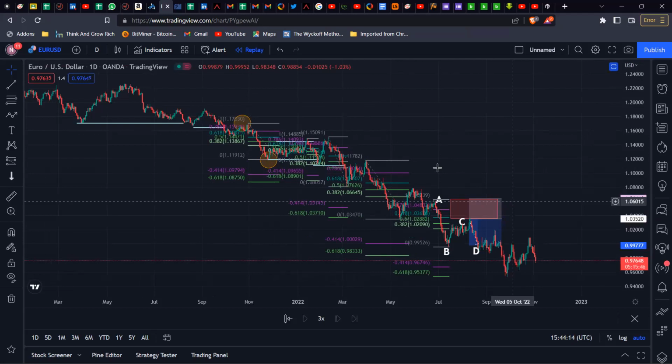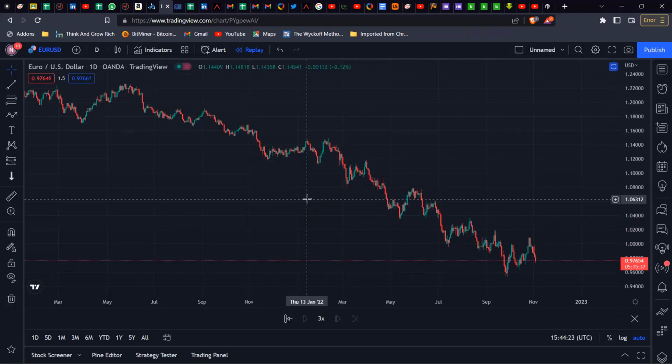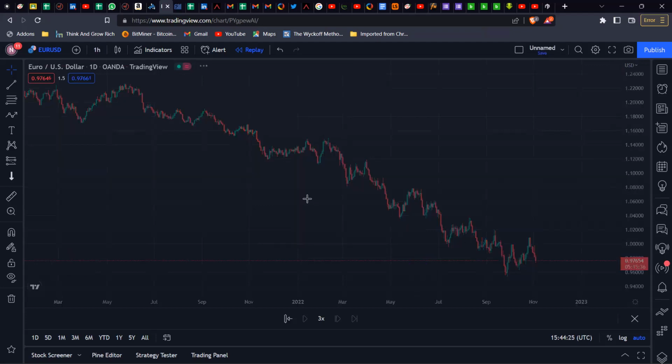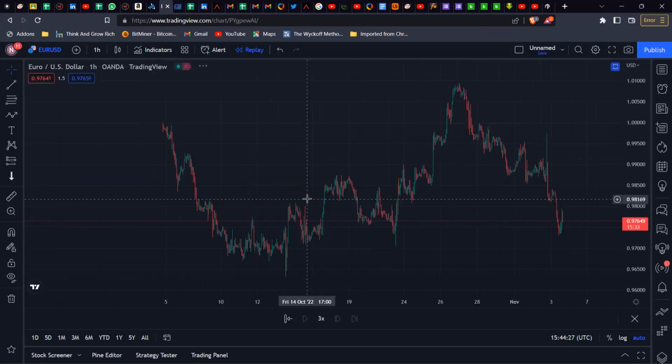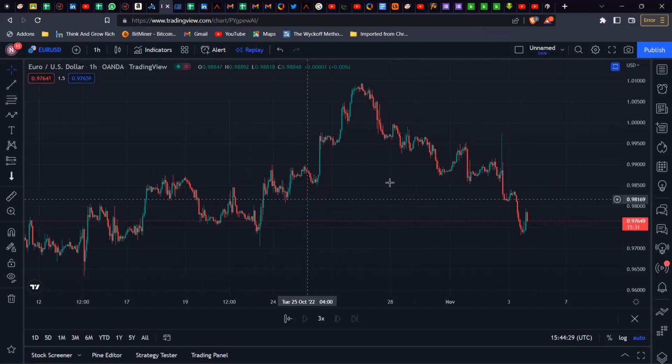Let me delete all of this. We're using the daily charts, but it doesn't matter even if it's the 1 hour chart, right? Just simply looking at this, what do I see? Market structure, price breaking down. So let me just take this immediate one here.